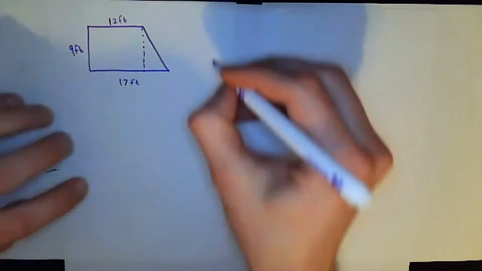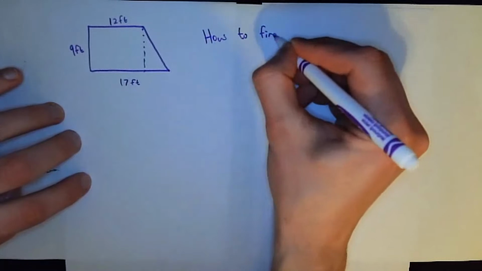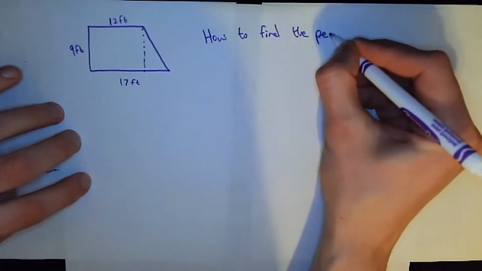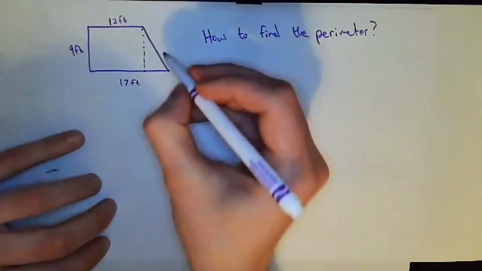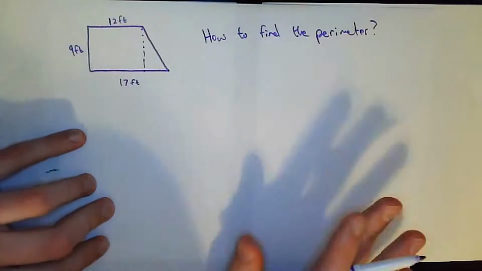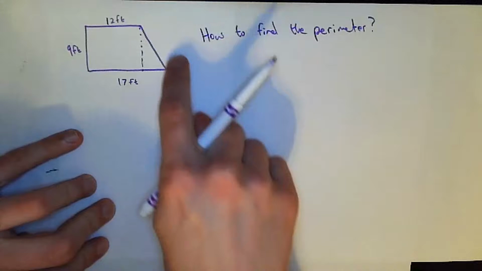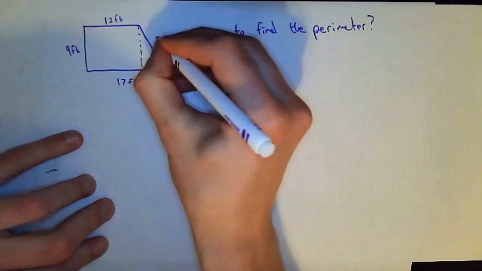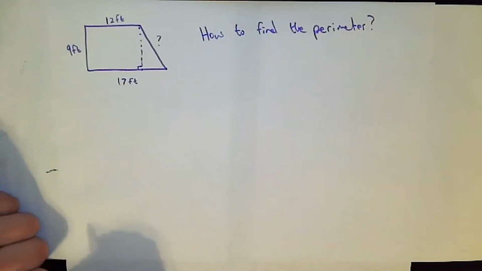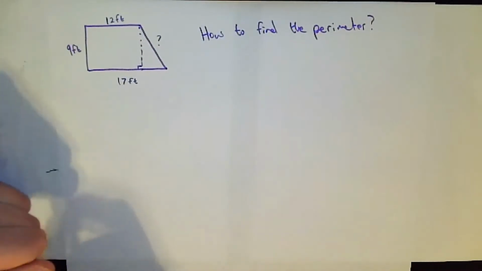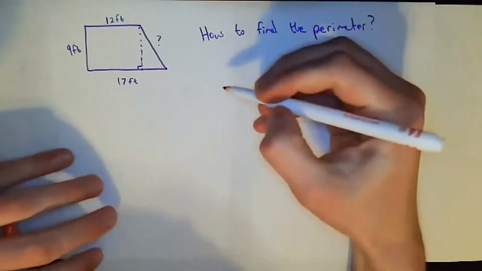Okay, how to find the perimeter? How could I find the perimeter? Well, the problem is this side, right? The perimeter is supposed to be the sum of exterior sides, so I can do 17 plus 9 plus 12 plus blank, right? What is that? That's the problem. But note that I can pull out a right triangle.